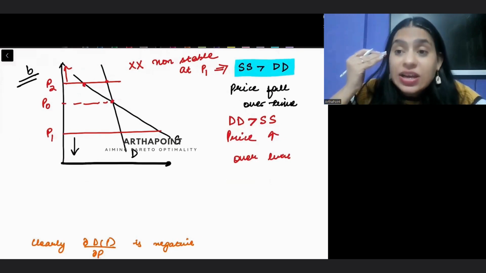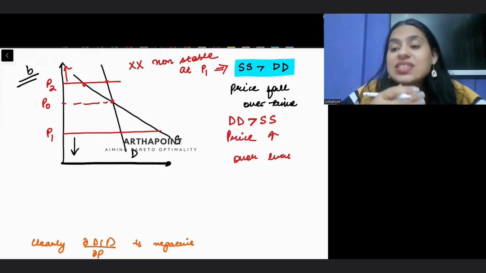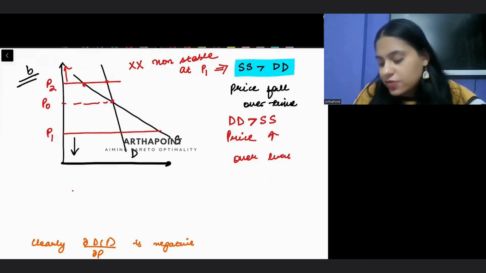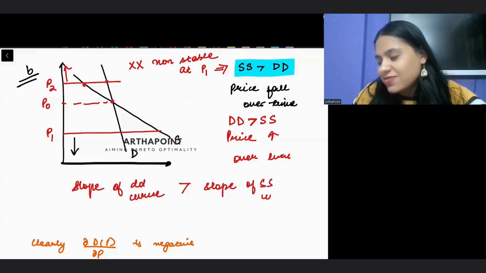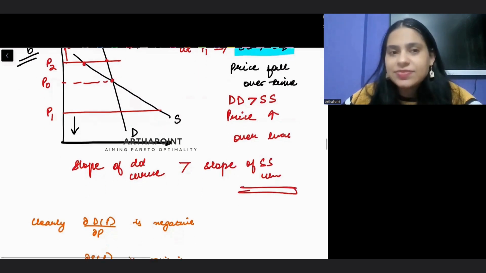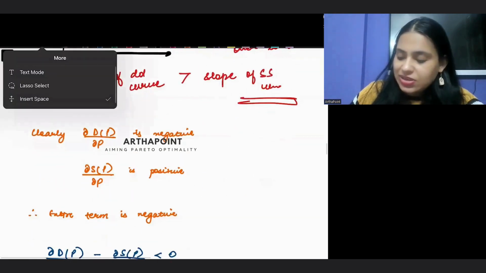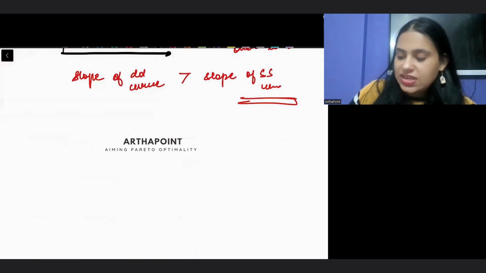Why did this happen? Demand is going ahead and becoming steeper than the supply curve. So the slope of demand curve is actually more than the slope of supply curve. It had to happen, right? Okay, case 3.